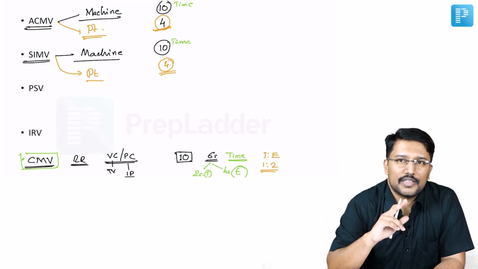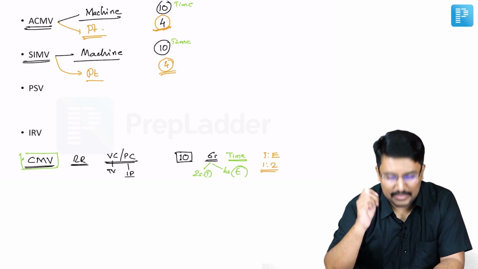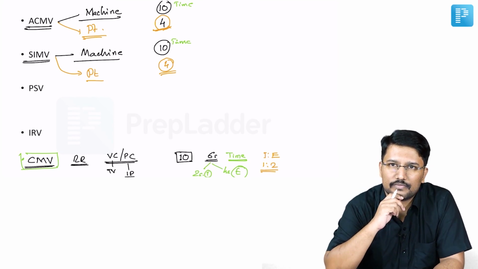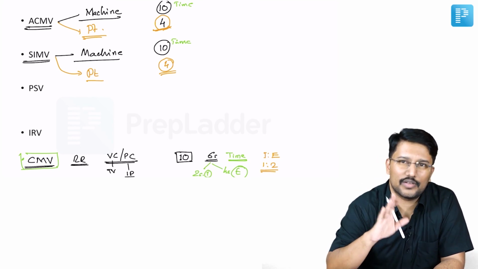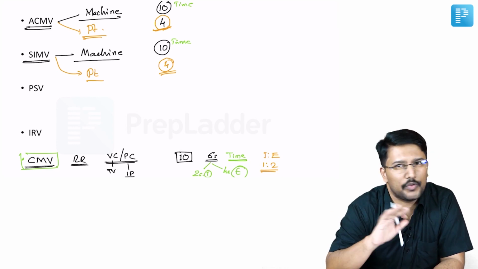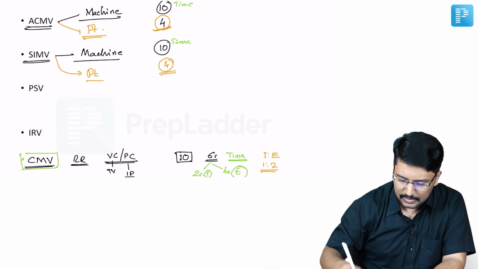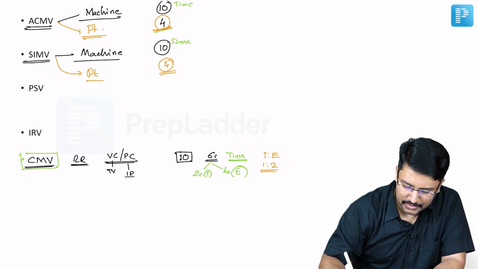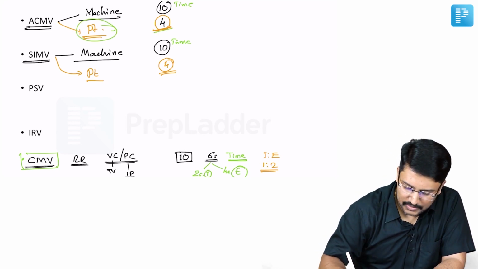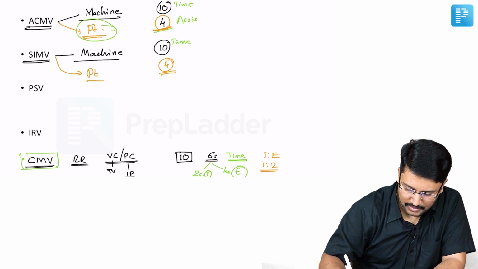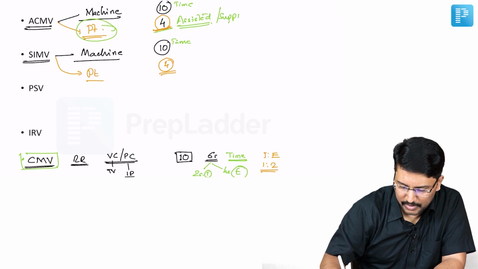In that case, what is the difference between assist control and SIMV? You have to understand this difference between ACMV and SIMV because this is the fundamental difference between these two. The difference is that in assist control mode of ventilation, these patient triggered breaths are assisted, I can say fully assisted or fully supported. What do I mean by that?